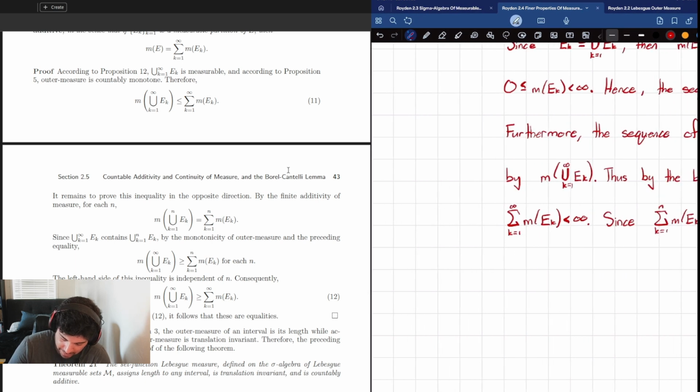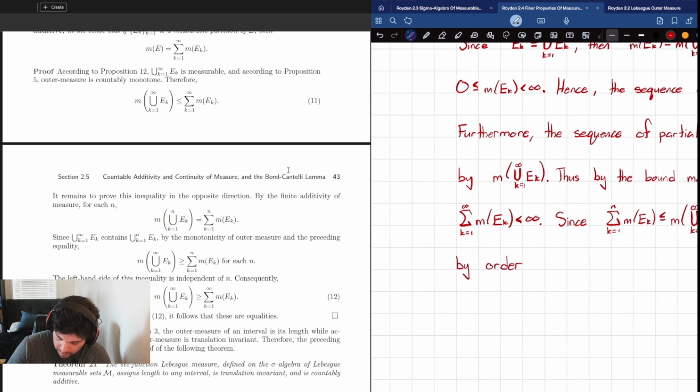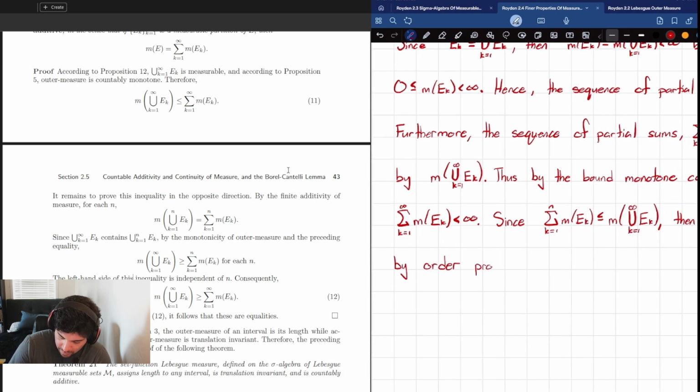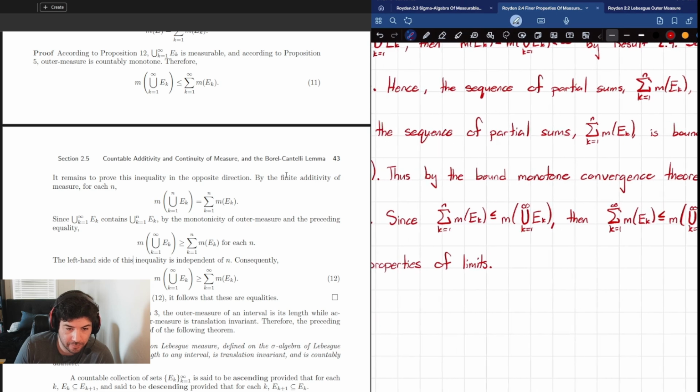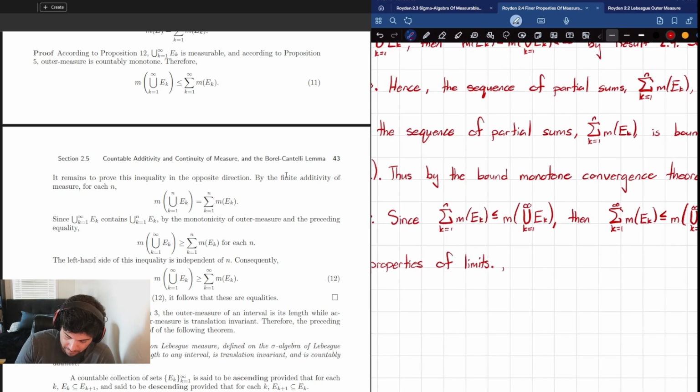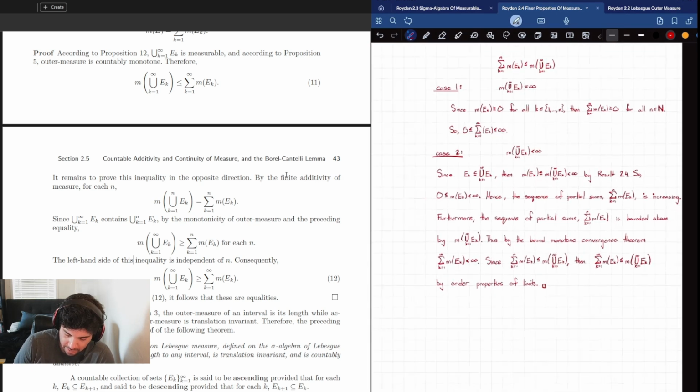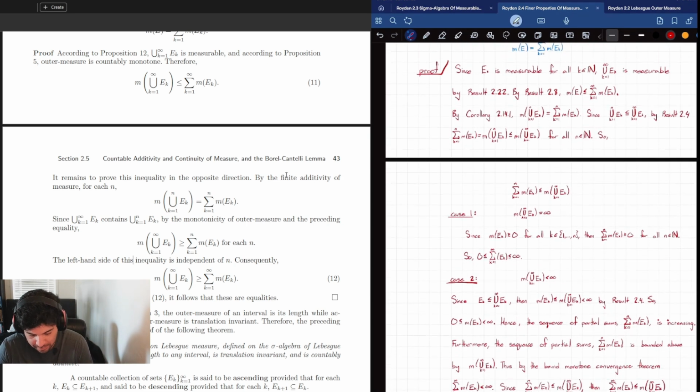And this is by order properties of limits. Okay. And that basically finishes the proof. Right? Because we established inequality in both directions.